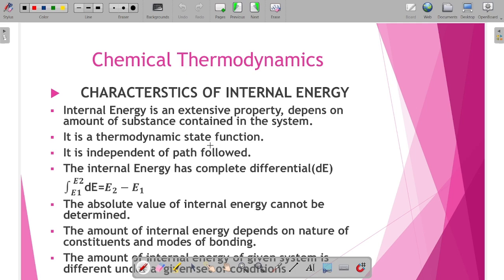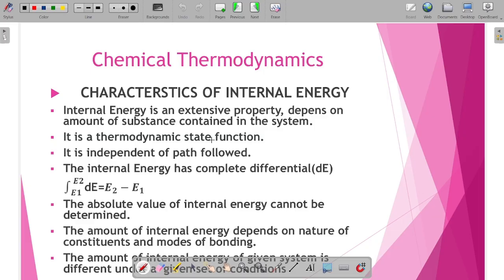You know what an extensive property is? It is a property whose value depends upon the amount of substance or mass of the substance contained in the system. So internal energy, if the mass is more and more, then the internal energy will be more and more. Next, it is a thermodynamic state function. We already discussed, because it depends upon the initial and final state of the system and no other factors.